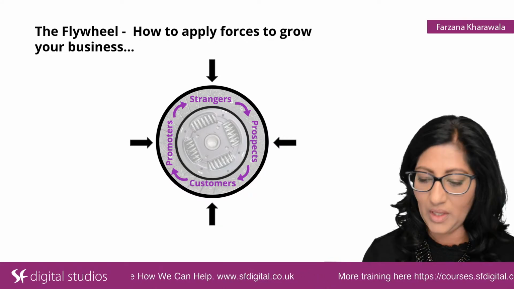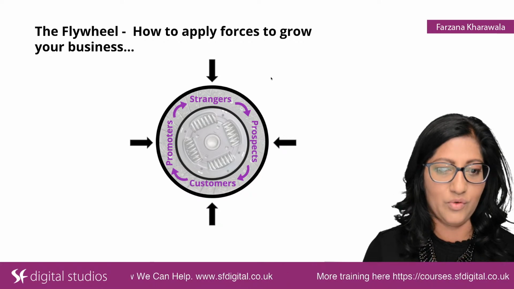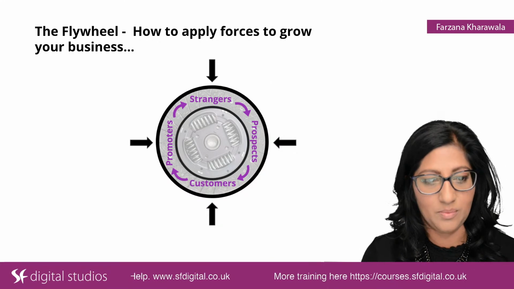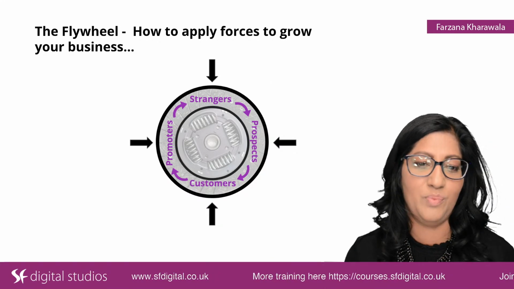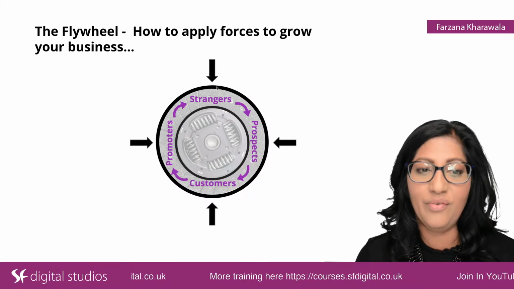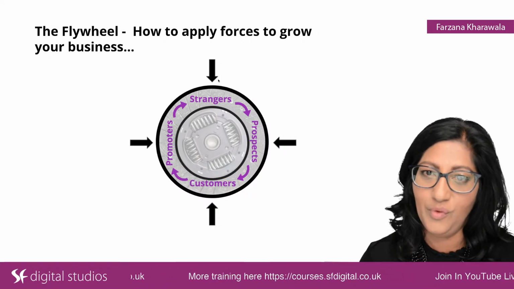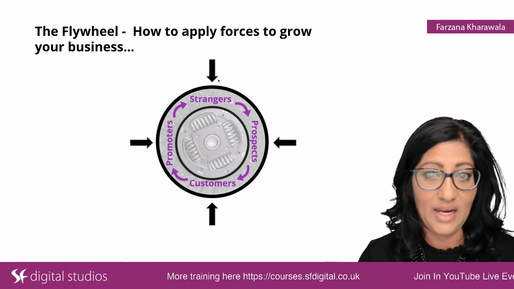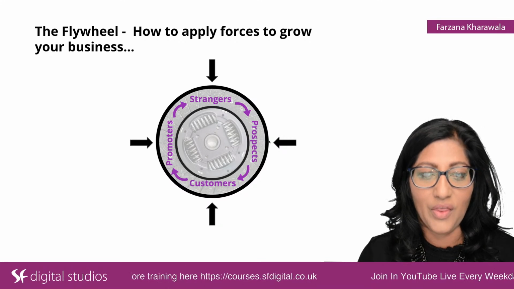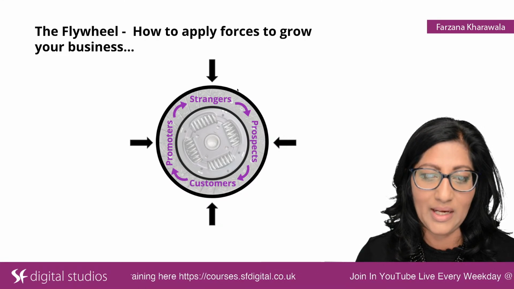and those 4 main areas within our marketing strategy that we need to think about. Now, we've got a rough drawing here where we've got strangers, prospects, customers, and promoters. And I've just put some very simple arrows to show you that we need to apply forces, marketing forces, to each of those areas to make sure that they actually transition through this cycle that we're looking at.